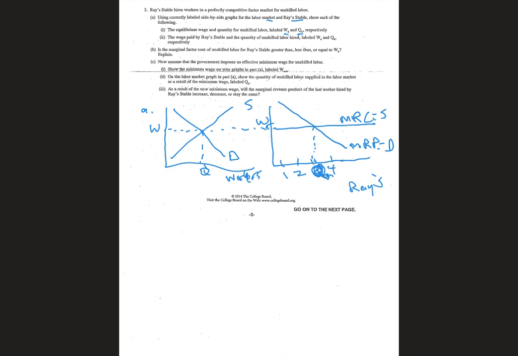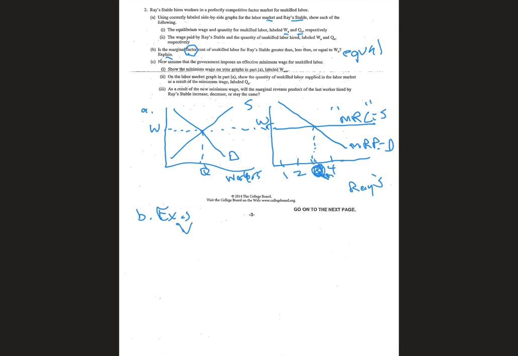For B: is the marginal factor cost of unskilled labor for Raise Stable greater than, less than, or equal to the wage? We know that this marginal resource cost is the same thing. The words factor and resource can be used interchangeably. So the marginal resource cost is actually going to be equal to the wage. So we know that the answer to B will be that they will be the same, or equal. Explain that. You want to make sure you do the explain when you get your free response question. Take the time to underline all the explains so that you don't miss them. This would be very much straightforward.